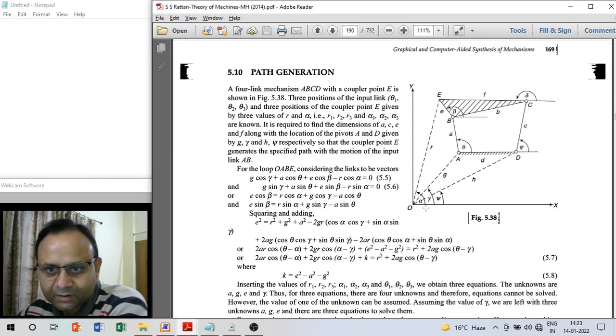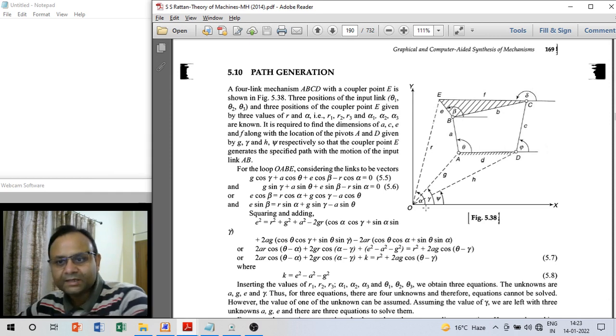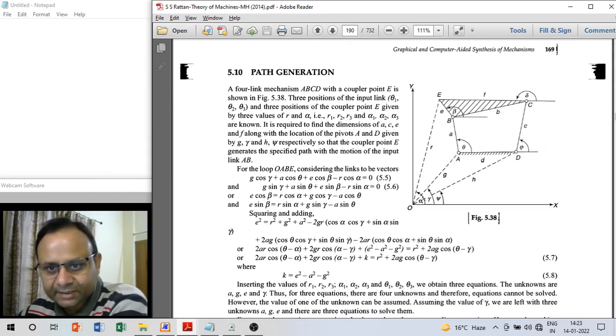Let us say timing is also prescribed. So corresponding to these, you are also given theta 1, theta 2, theta 3. Those will be the angles of the input link. That is what is given. So you draw this figure. All these dimensions a, b, c, d, e, f have to be worked out.